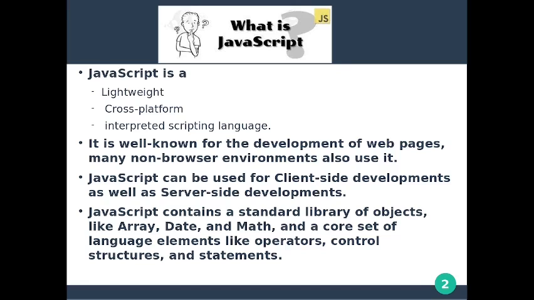JavaScript is a lightweight, cross-platform, interpreted scripting language. Cross-platform means it can work on any platform. Who is the interpreter of JavaScript? Obviously, it is the browser. It is well known for the development of web pages, and many non-browser environments also use it.